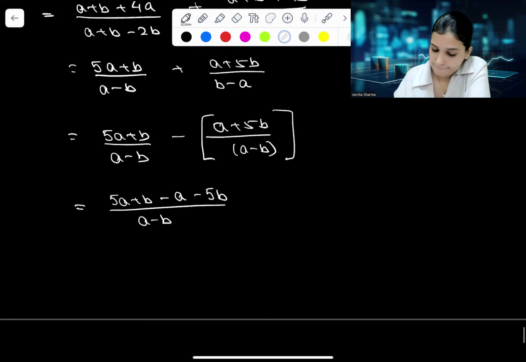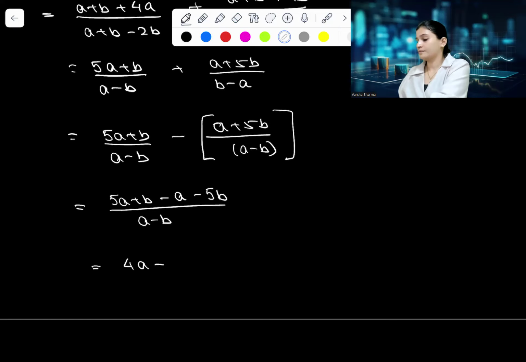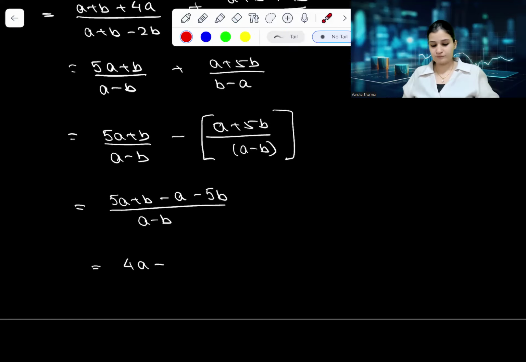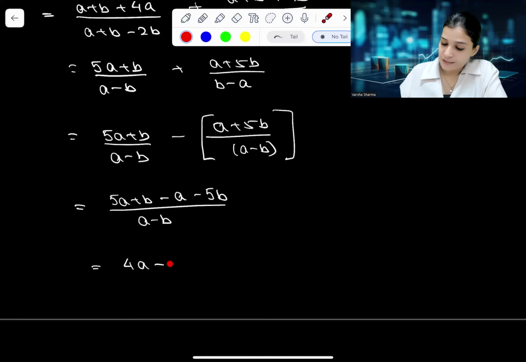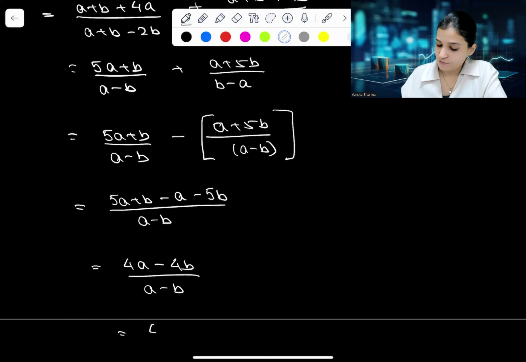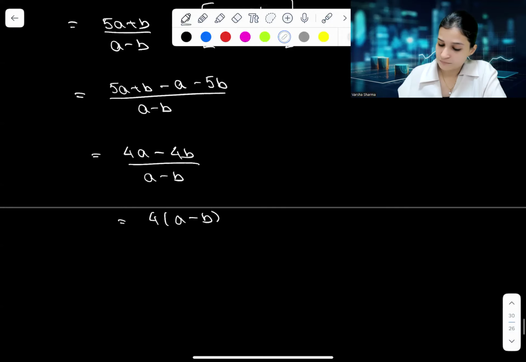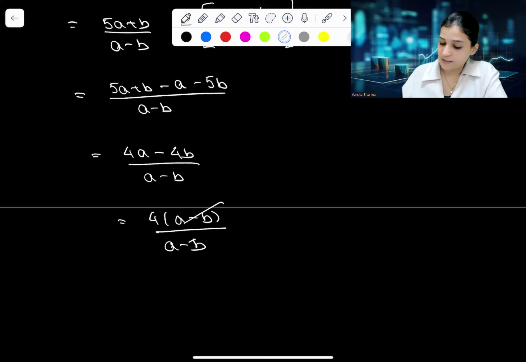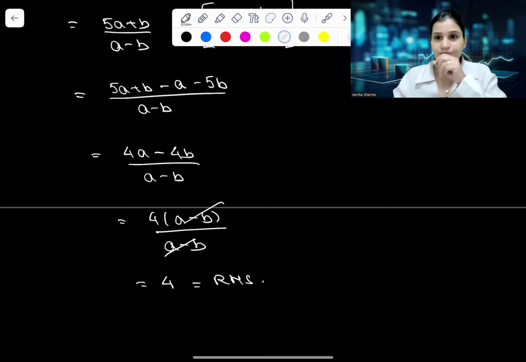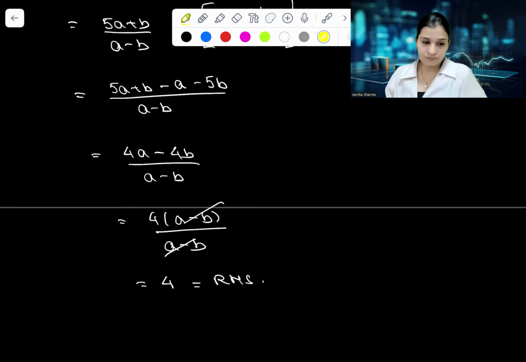Clear? 4a minus 4b upon a minus b. Taking 4 common, a minus b gets cancelled, equal to 4. That is RHS. Got it? Guys, did you all get it? Yes, ma'am.